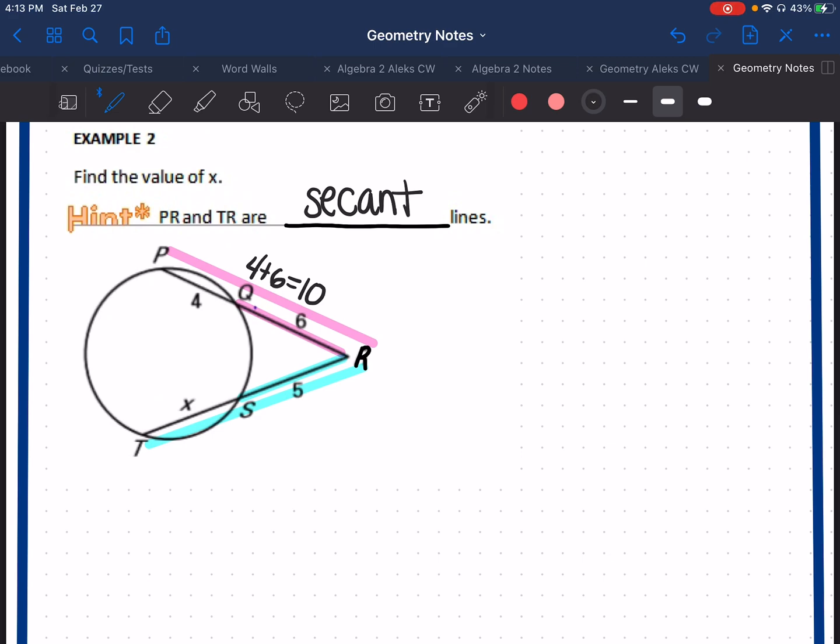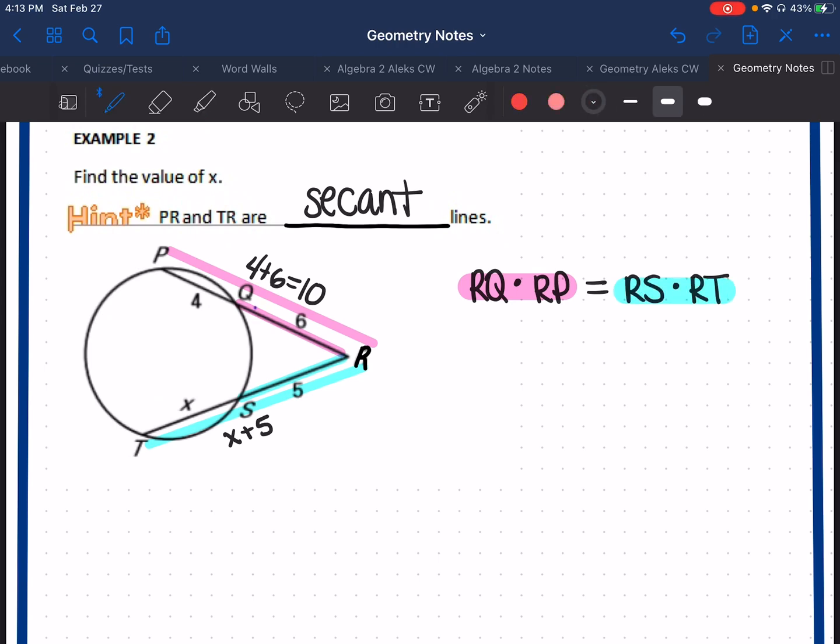And if I'm following my formula, I have RQ times RP, or PR. That was for the pink side. Those are the two pink ones. And then for the other one, I have RS times RT. Now take a look at RT. I'm going to do X plus 5, just like I did 4 plus 6, but I don't know X yet, so I can't say that that equals 10 like I did up above. And then there's my blue side, okay?